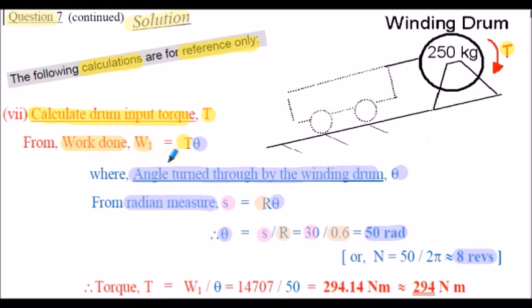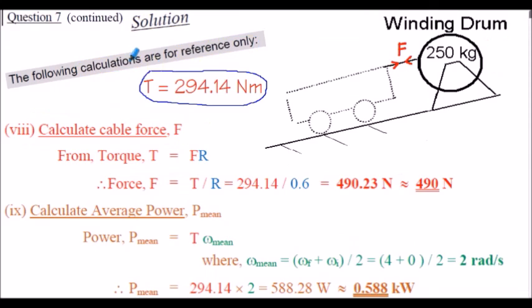So from the above work equation, we can transpose that now for torque, T, and that's simply the work done divided by angle theta. We calculated the work done on the previous slide, angle theta calculated above. So that evaluates to an applied torque required of approximately 294 Newton meters. Question 7, solution continued. Again, here's some extra calculations, extending the solution slightly further, but they're for reference only and not part of the original question. I've just repeated the torque here we calculated on the previous slide for convenience.